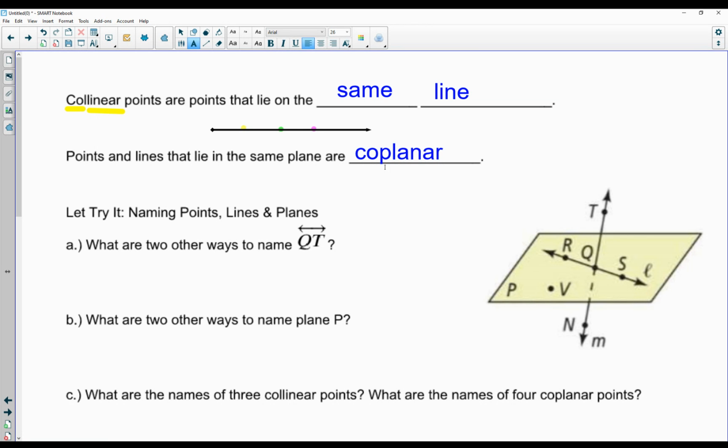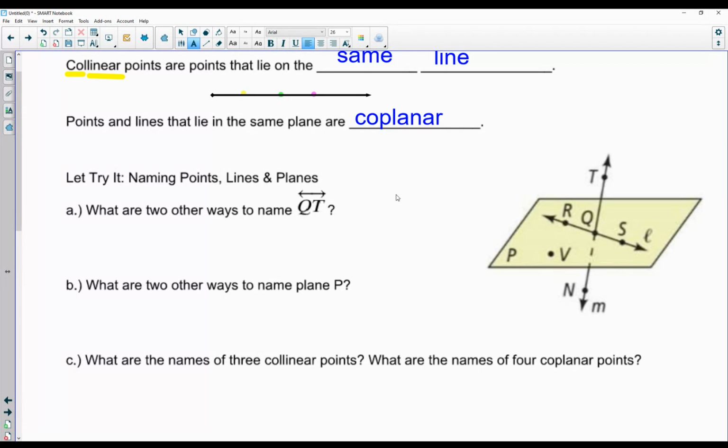All right, so now let's try to use some of this terminology and see what we can figure out. We're going to use this diagram to the right, and we're going to try question A. What are two other ways to name line QT? So this means line QT. That's how you read that symbol. The symbol represents line, and then we have QT. So we're focusing on line QT right now.